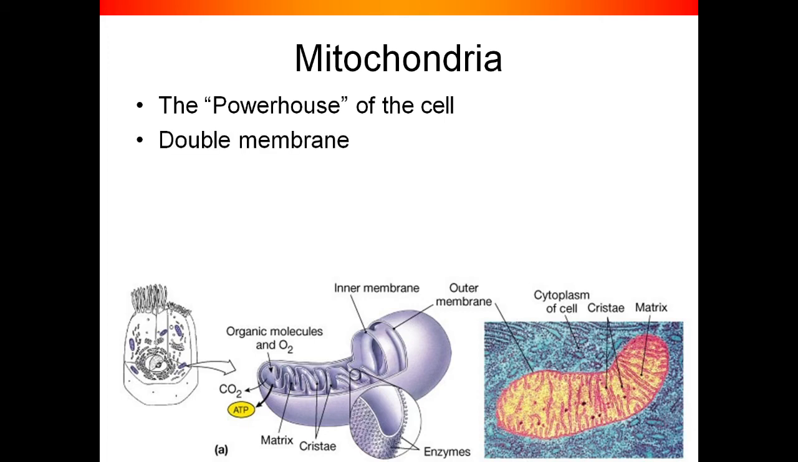Now, the mitochondria consists of a double membrane structure, okay? Here we can see the outer membrane right here containing all of this stuff, and then there's an inner membrane that's thrown into folds, okay? These folds are called cristae. And those folds are going to increase the surface area on this inner membrane so that we can attach more and more enzymes to that inner membrane.